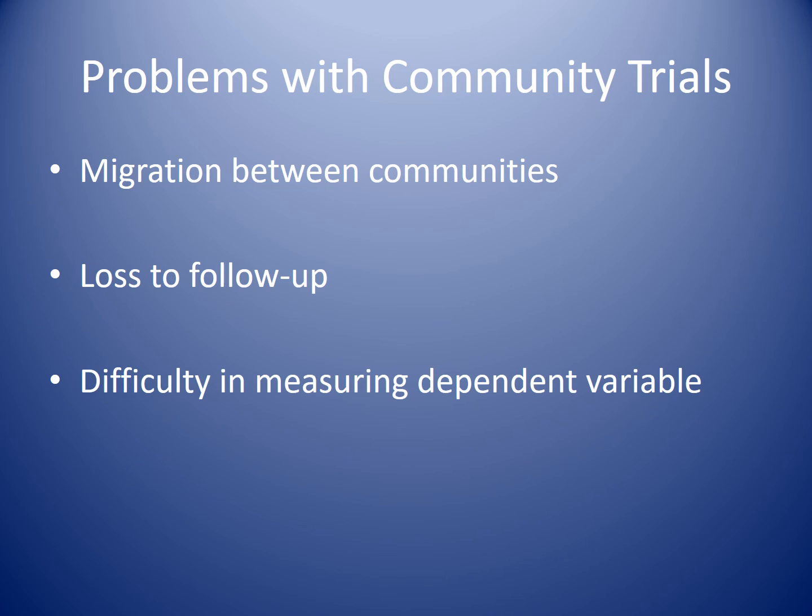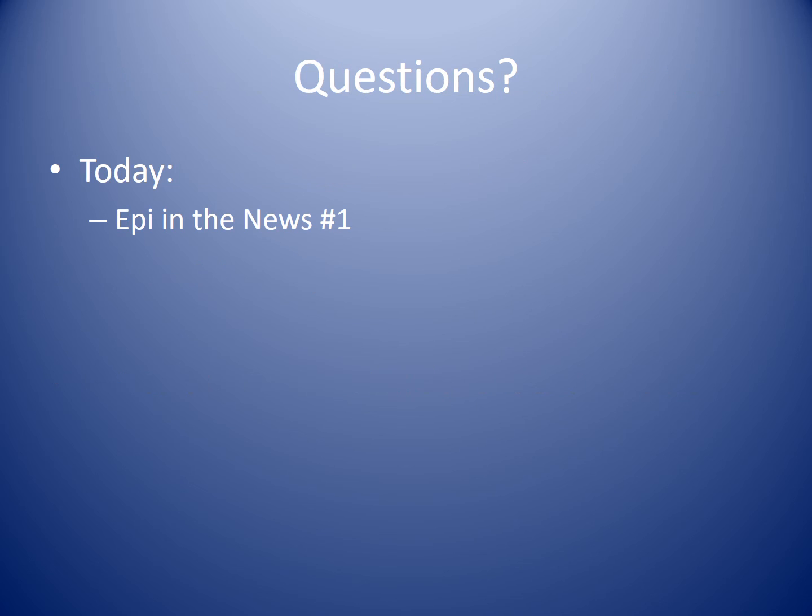The problems with this are when people move, say from a community that doesn't get fluoride to one that does, or vice versa, or they move away entirely and they're lost to follow-up. And especially with physical activity, it can be really hard to measure the physical activity level of a whole community. So that can be a challenge.